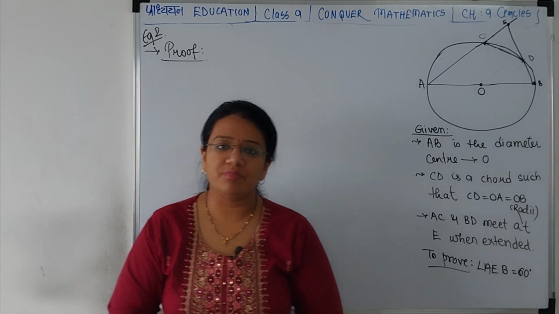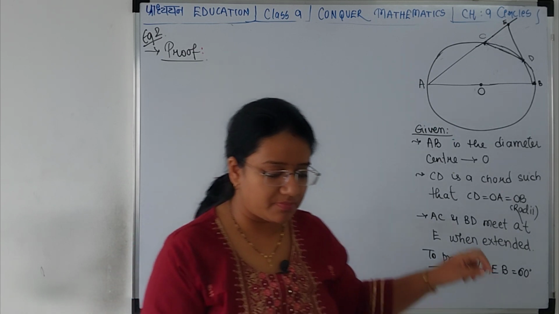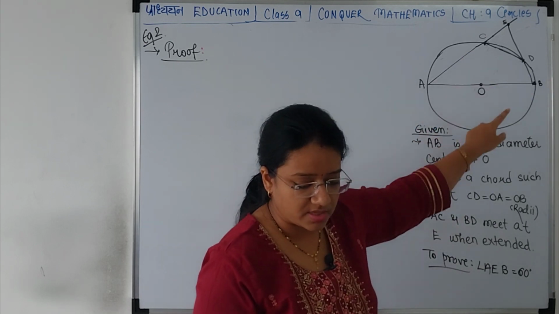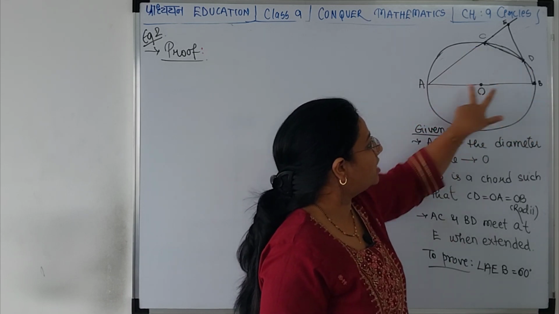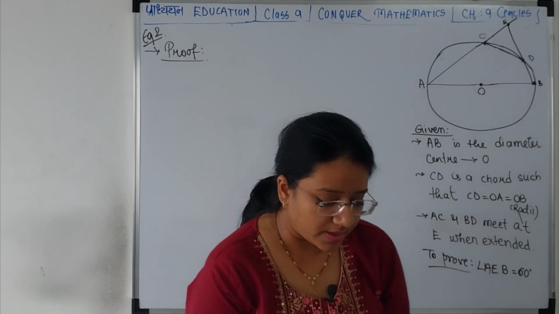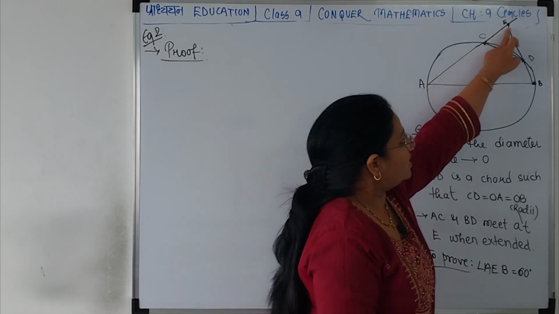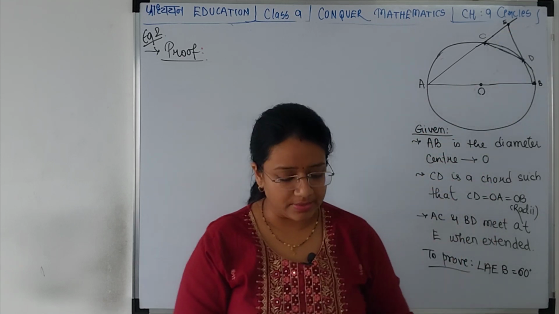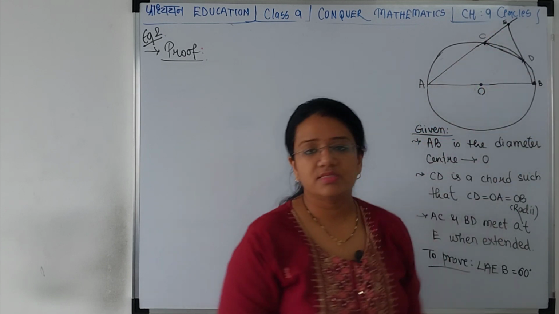Let's begin with example number 2. Let's read the question first. The question is, in the given figure, AB is the diameter of a circle with center O. CD is a chord such that CD is equal to the radius of the circle. So CD is equal to OA is equal to OB. AC and BD when extended outside the circle meet at point E. Prove that angle AEB is 60 degrees.